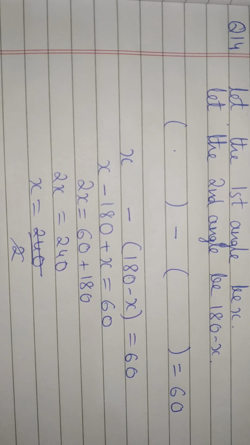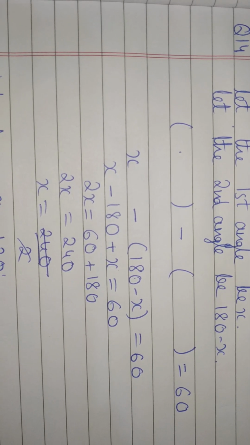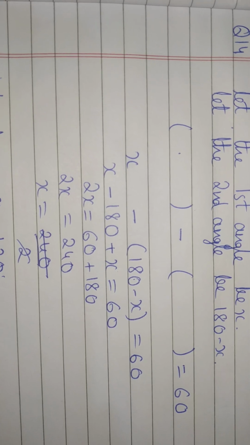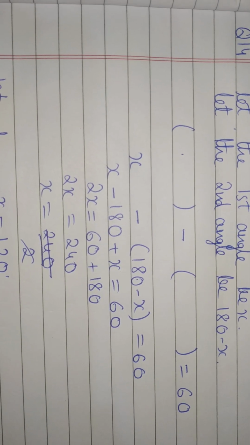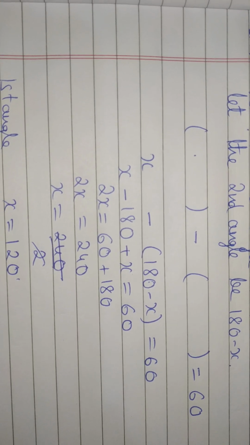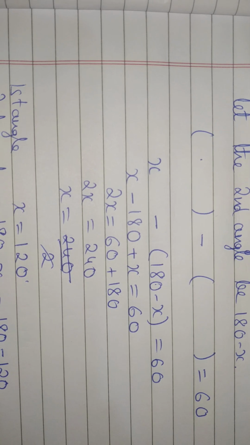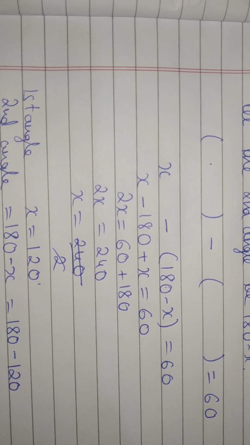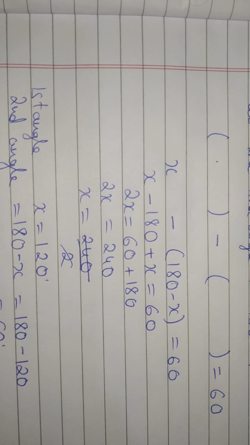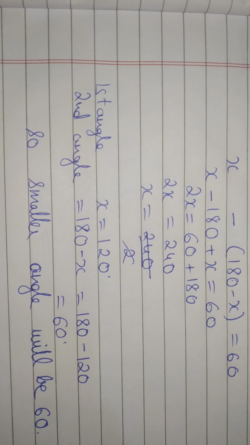Okay, so x minus 180 plus x is equal to 60. So 180 I will take on the other side, so it has a minus sign. If I take it on the other side, it will be plus. Okay, after adding it will become what? 240, and x plus x will be 2x. Okay, then 2 is in multiplication. If I take it on the other side, it will go in division. So after cancelling, I will get the x value as 120.